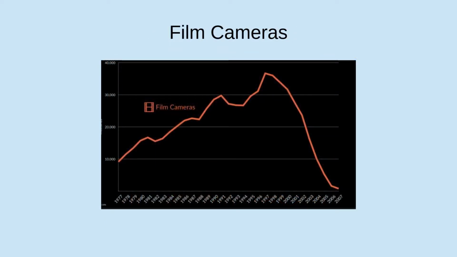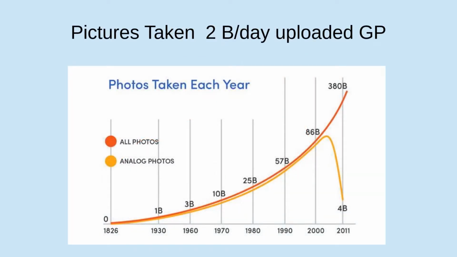If you look at the film cameras, they peaked usually about 1996, and by 2007, as you can see by the graph, pretty much nobody uses film cameras anymore. In contrast, you'll see that the pictures taken digitally are going up exponentially, and you'll see the rapid curve upwards here and the fall off of the analog photos. It is estimated that Google uploads 2 billion pictures daily from Google Photos.